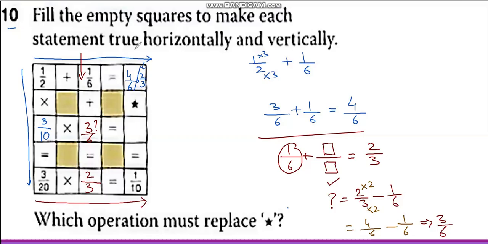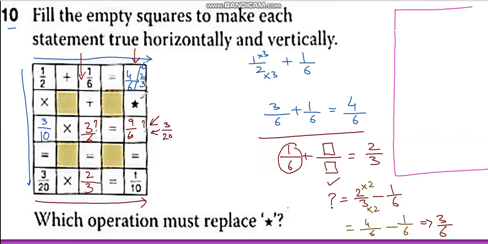And now we can complete the last column, and we can first figure out this number because we can easily multiply 3/10 and 3/6, and we will get 9/60. And by the way, its simplest form will definitely be 3/20. So we can also replace it with 3/20 over there. And now we are left with the star.